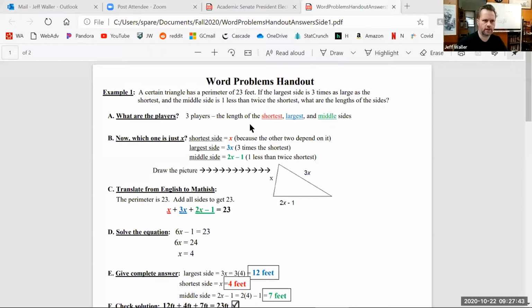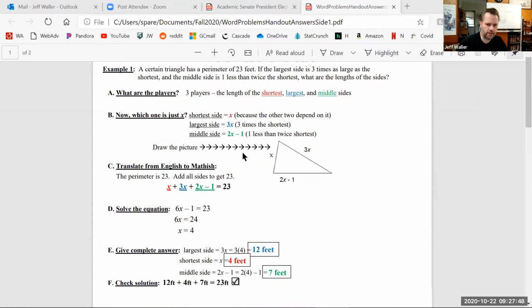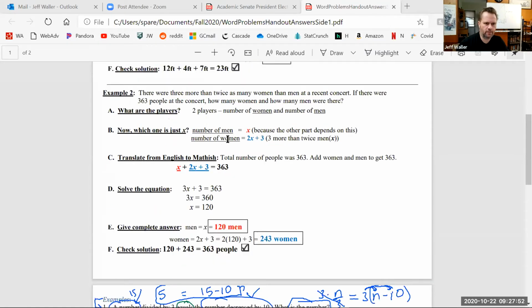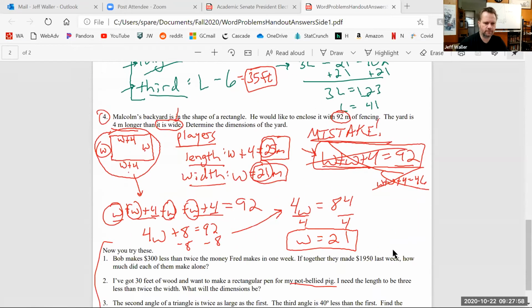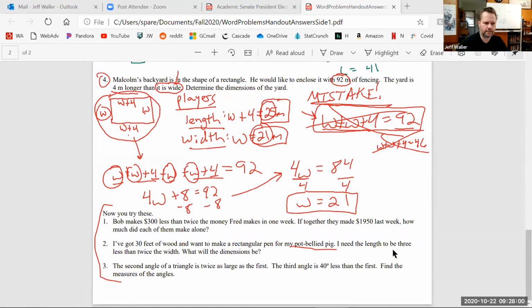Share screen. So I have some examples, right? There's one with a triangle. We did a few with a triangle. There's one with men and women at a concert. Look at all we did. Dude, we did a lot of stuff.